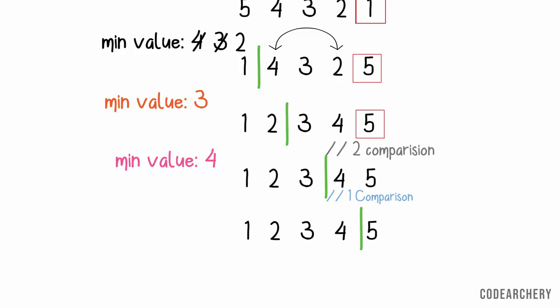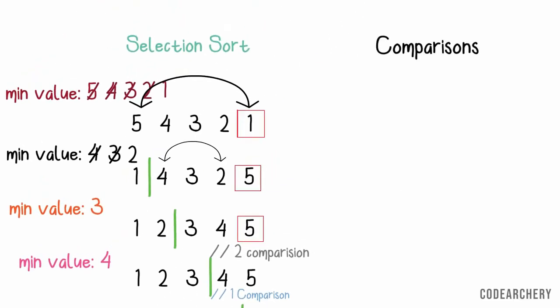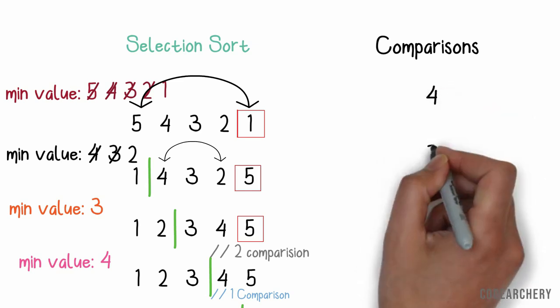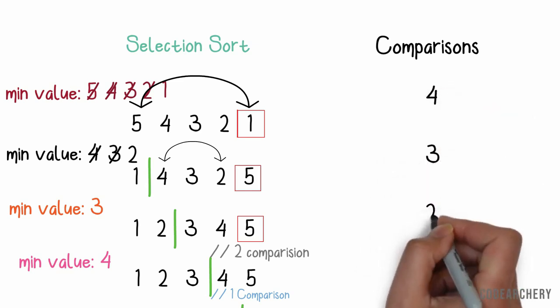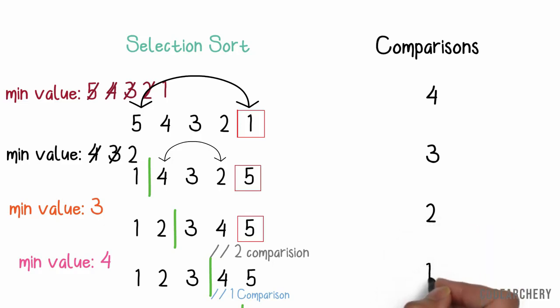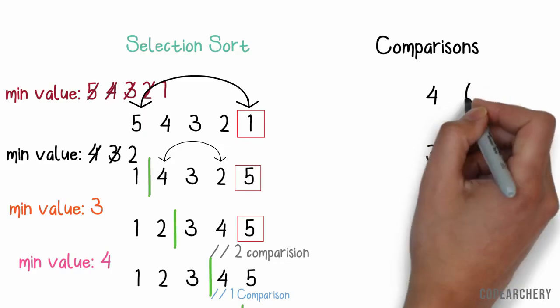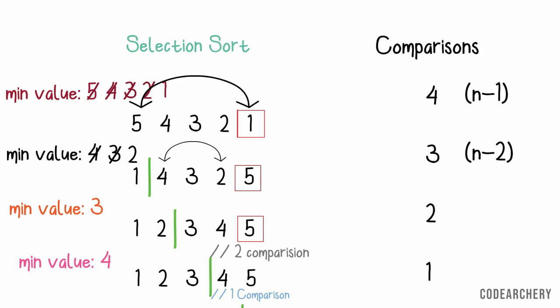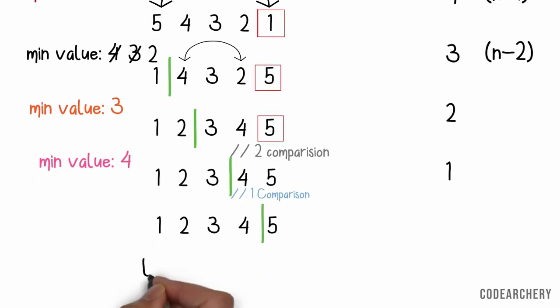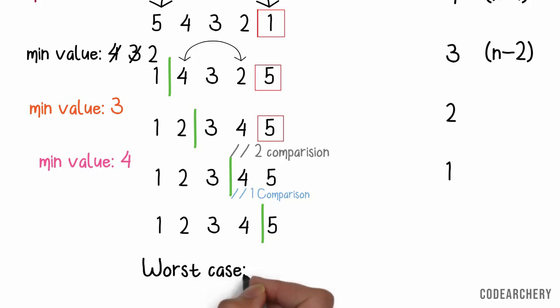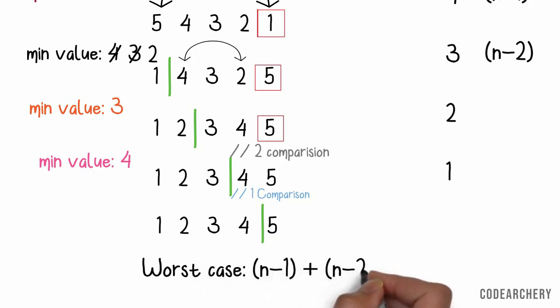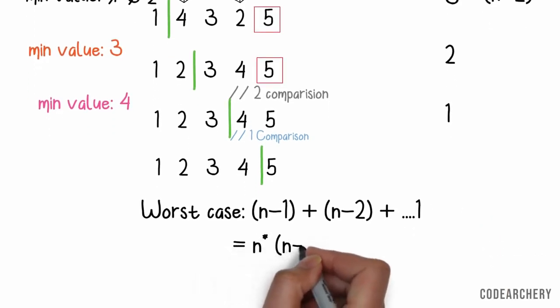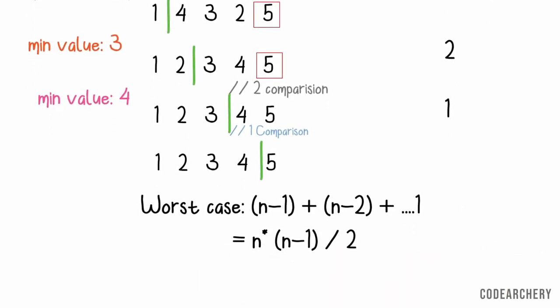So let's analyze. For the first iteration we perform 4 comparisons. For the second we perform 3 comparisons and so on. Even though our list was sorted, we have to perform comparisons because that's how the algorithm works. So for the first iteration we perform n-1 comparisons, then n-2 for the second iteration and so on. So worst case equals n-1 plus n-2 up to 1. Now I think we are seeing this formula for the third time, so we know that time complexity is n square.